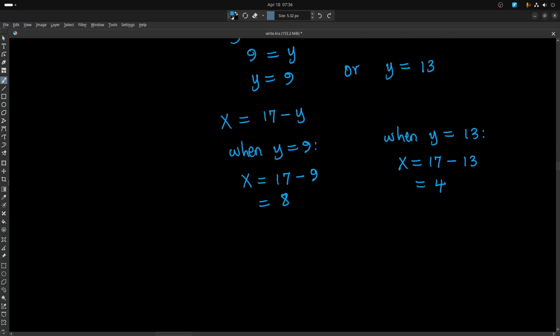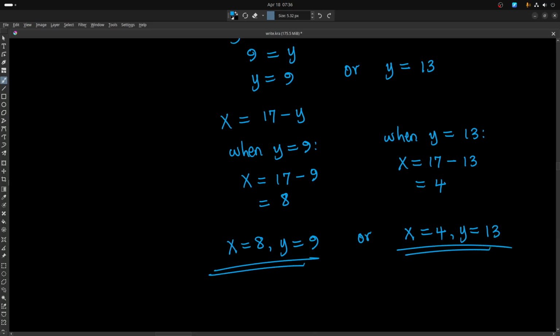So the two pairs of solutions for this are going to be x is equals to 8 when y is equals to 9, or x is equals to 4 when y is equals to 13. Those are the two pairs of solutions for the quadratic equations.